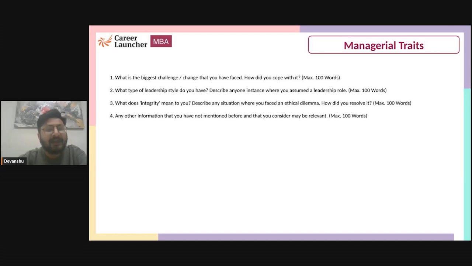All these are the traits of a person. So the basic thing is they are trying to identify your managerial traits. So integrity, leadership, facing challenges, all these things are a part of it. Okay. So you just have to mention what is the meaning of integrity to you, and again mention an example in this question also where you have faced some kind of an ethical dilemma and how did you resolve it.